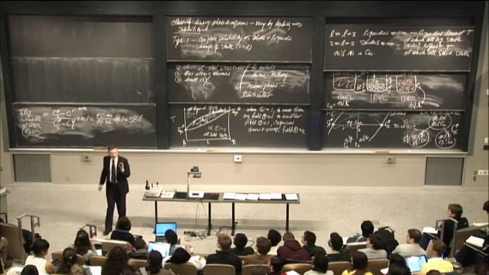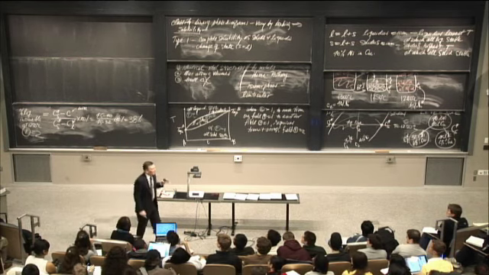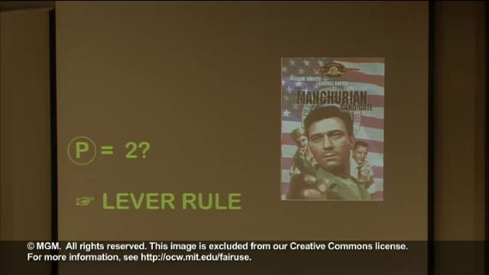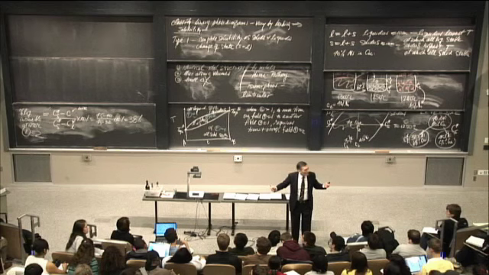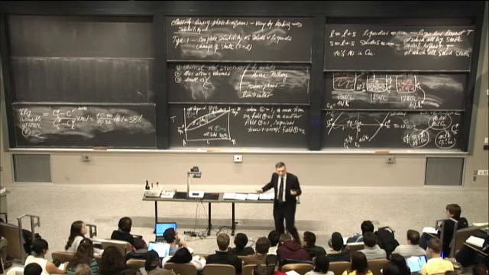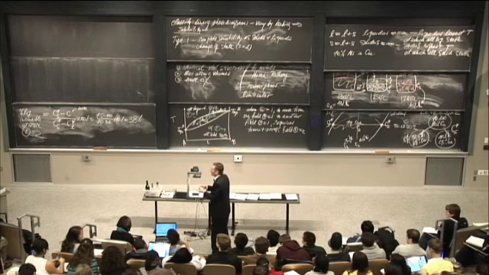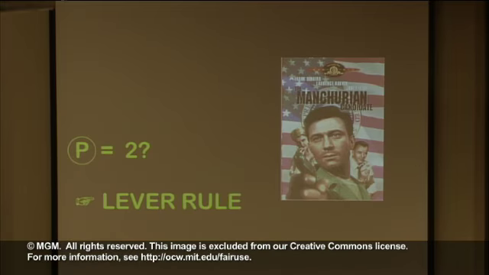So P equals 2, lever rule. Whenever you see P equals 2, you have two things you think of. P equals 2 means phase separation. And that phase separation means you're going to get different amounts, and the lever rule.